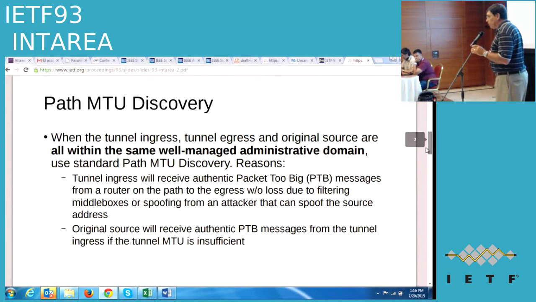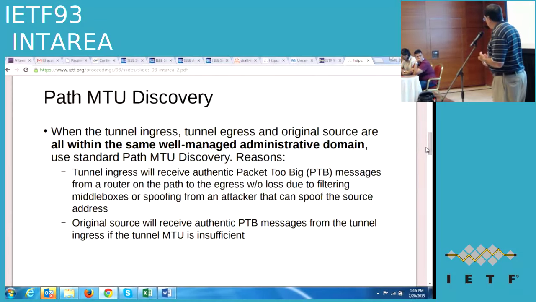So what we're saying is that when the tunnel ingress, tunnel egress, and original source are all within the same administrative domain that's well managed, where there's no source address spoofing, then you can use standard path MTU discovery exactly as it is. A packet gets sent out. If it's too big, a path MTU discovery message, a packet too big message, comes back. So when we have these situations present, we can use standard IPv6 or IPv4 path MTU discovery. Next chart.